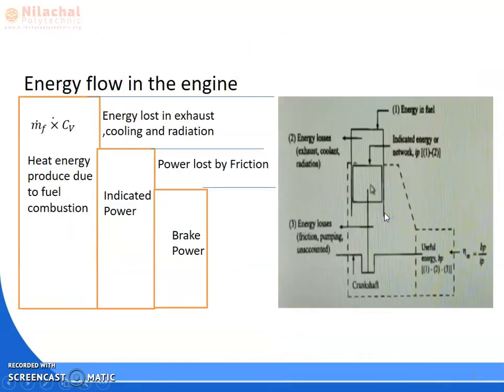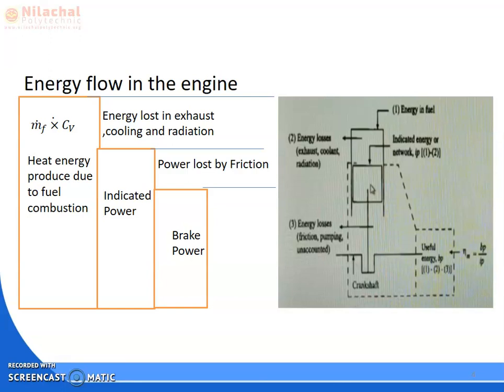Then first we will discuss how the power is generated. So this is the energy flow diagram of the engine. In case of a diesel engine or a petrol engine, in both engines the air-fuel mixture is burned in the engine cylinder, the combustion chamber. The place where the air-fuel mixture is burned is known as the combustion chamber.